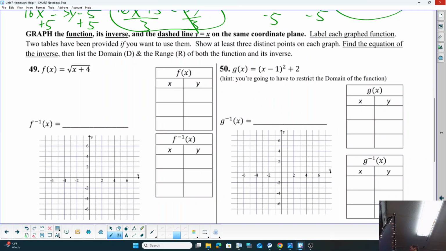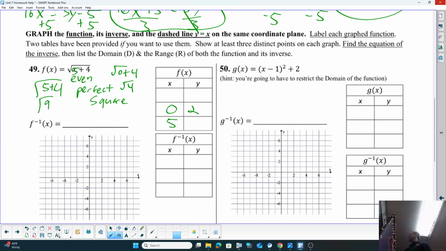Yeah, so we just choose some values to the left and to the right. So let's make this a nice, even, perfect square. So 0 would be a good one, because if you plug a 0 in, then you get the square root of 0 plus 4, which is the square root of 4, which is 2. Maybe a 5 would be good, because 5 plus 4 is 9, and the square root of 9 is 3.